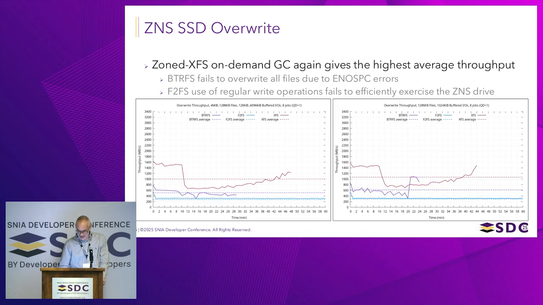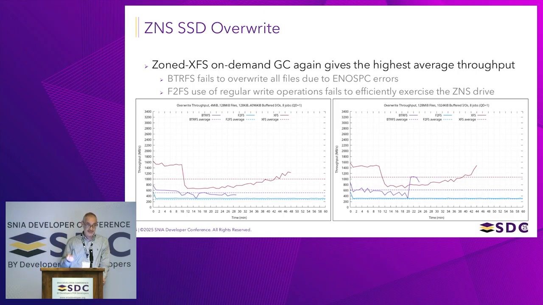And overwrite is the same. F2FS, again, we're writing at QD 1, really bad. BTRFS, again, the line ends up early, not because it was faster, but because it failed with no space. And XFS, well, it completes the workload, it's faster than F2FS, but you do see the big drop due to garbage collection. And you see also, interestingly here, that drop for large files.